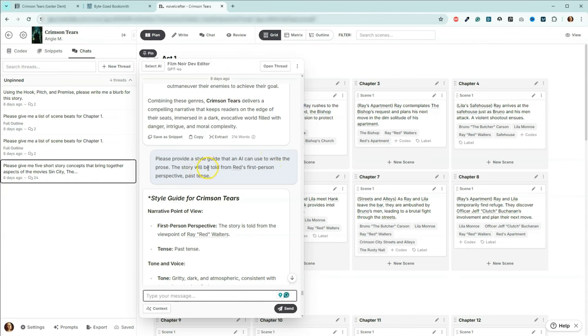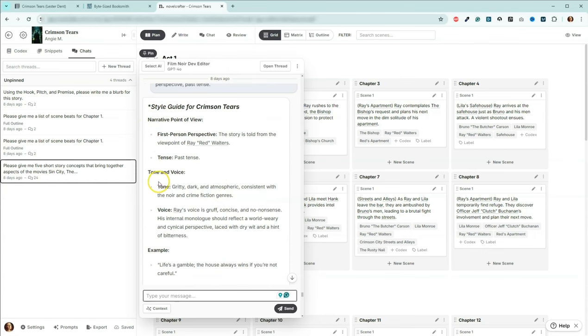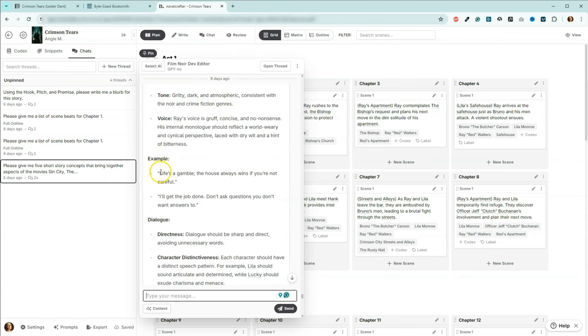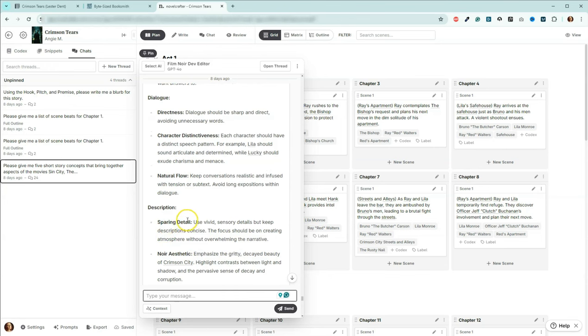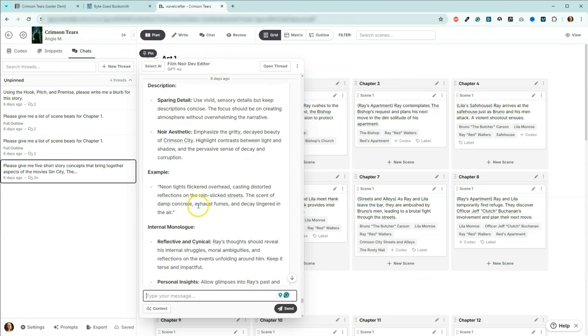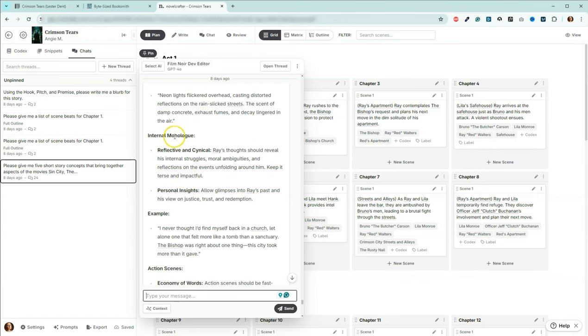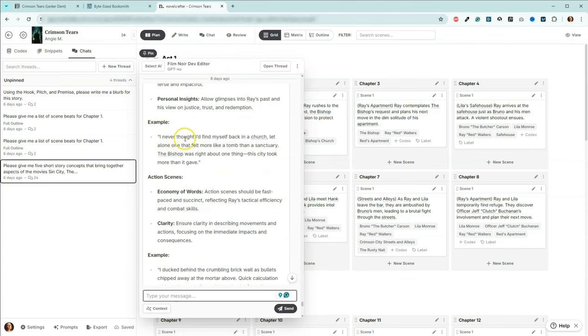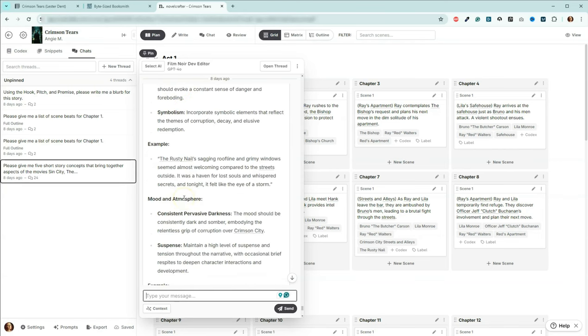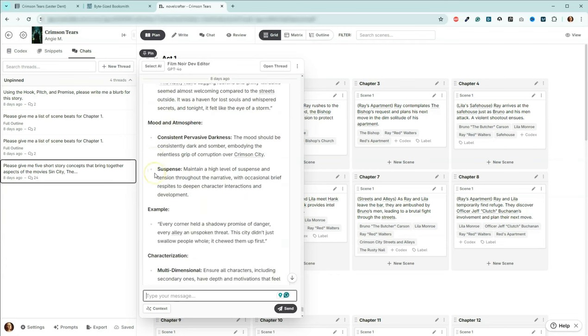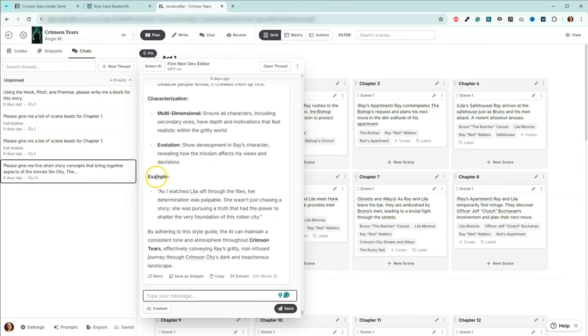And it's going to be told in first person from Red's point of view, past tense. So it goes into narrative point of view, tone. It gives some examples of what some of the lines could be. It talks about the dialogue, the description. So it's going to be sparing detail and the noir aesthetic as well, and it just gives some examples. Internal monologue, with an example as well. It talks about action scenes, the setting, as well as symbolism. The AI loves symbolism. Okay, we got mood and atmosphere, characterization, and that's it for this chat.